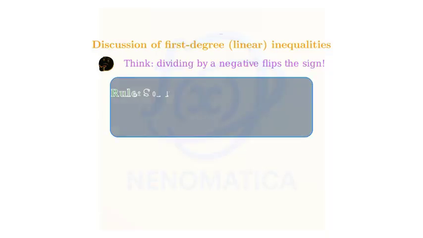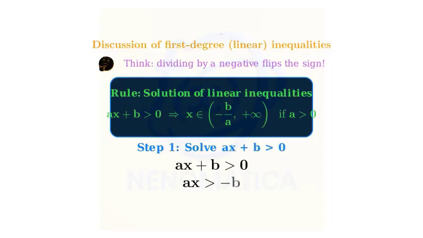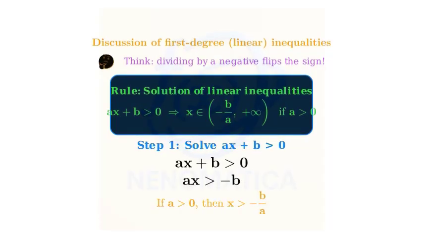Step 1. We use the solve linear inequality rule. Then we isolate x for ax plus b greater than 0. If a is positive, the inequality direction stays the same. If a is negative, the inequality reverses.